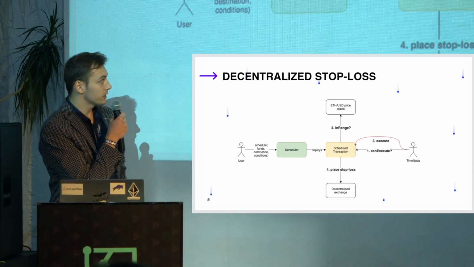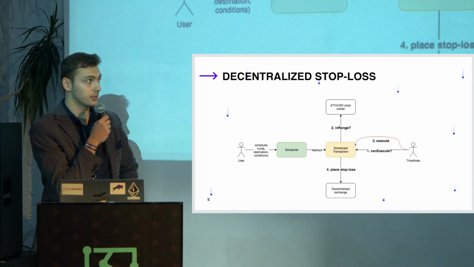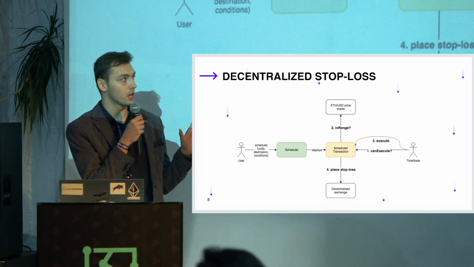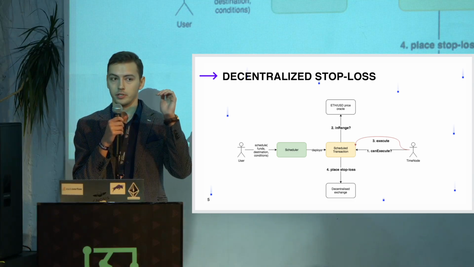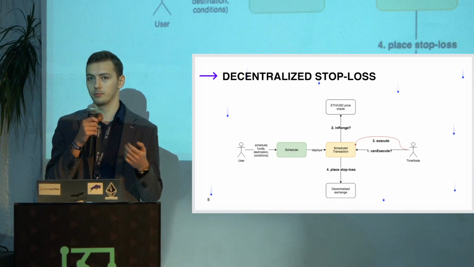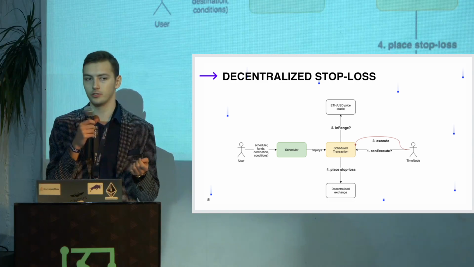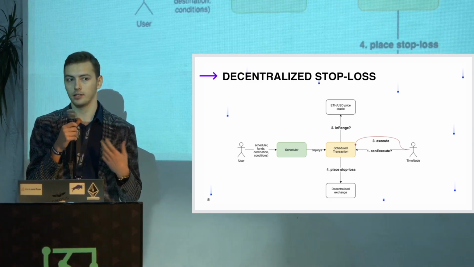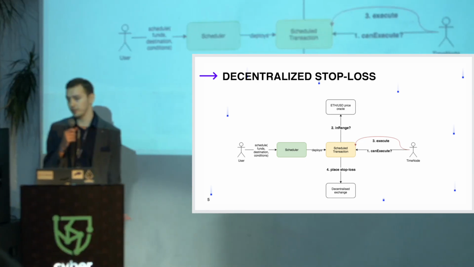So here you would schedule a transaction. You would possibly deploy a scheduled transaction contract with a can-execute method, which would just be a smart contract method. For example, it can check the price of Ether. We already have some price oracles, or price feeds on chain, like from Maker, or for example, Melonport has their price feeds on chain, so you can leverage that data and create a decentralized stop loss.